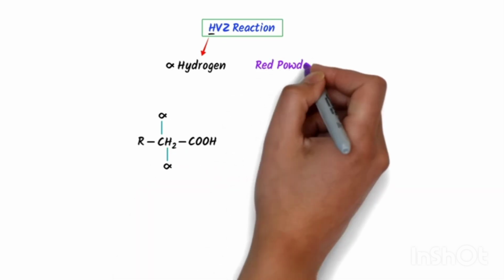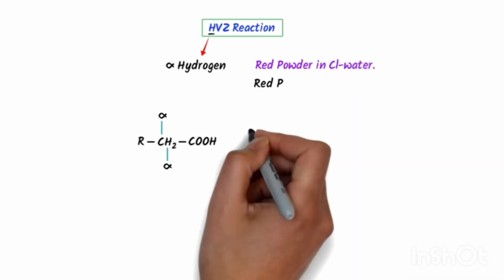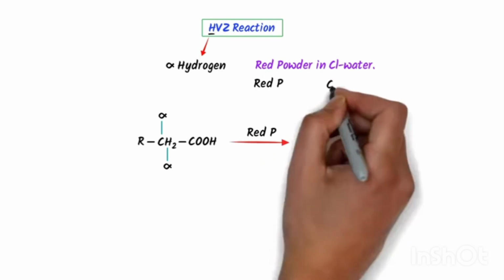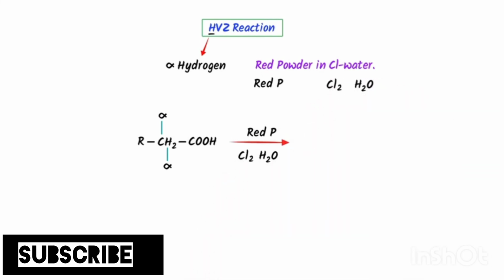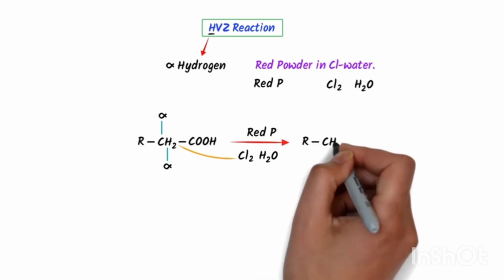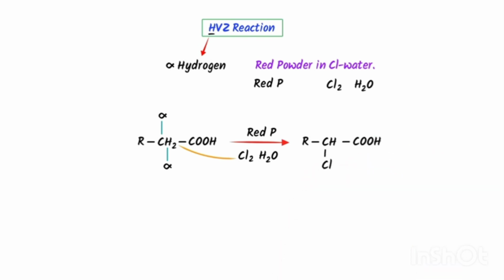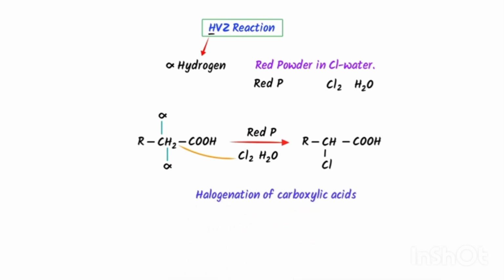Secondly, I write red powder, chlorine, water. This red and P of powder stands for red phosphorus. Cl stands for chlorine gas and water is H2O. These are the reactants of this reaction. We already know that alpha hydrogen is displaced. So this chlorine will displace one alpha hydrogen. I rewrite the compound. In case of one alpha hydrogen, I write chlorine on the alpha carbon. Remember that this reaction is used for the halogenation of carboxylic acid.